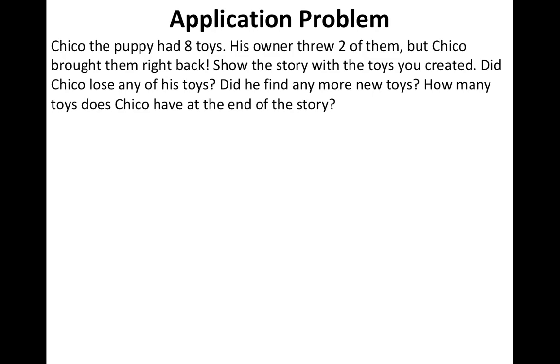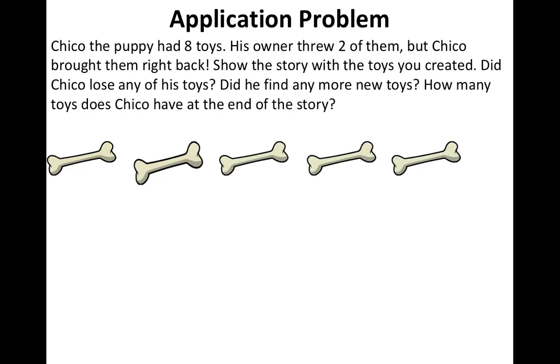That's the first part we have to figure out. Did he lose any of his toys? Did he find any more new toys? How many toys does Chico have at the end of the story? So I'm going to be using dog bones, but you can draw any toys you like, or you can just do circles or squares or lines, whichever you're comfortable with.